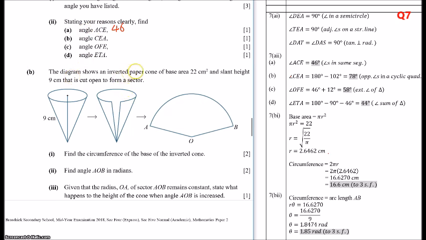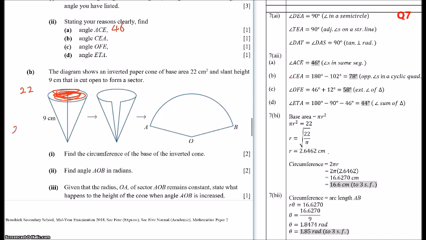Okay, so it shows a paper cone, base area 22. So this base area is 22. Slant height, okay, slant height is 9. Open to form a sector, so like that. And then they want the circumference of the base. So they want the circumference of this circle.